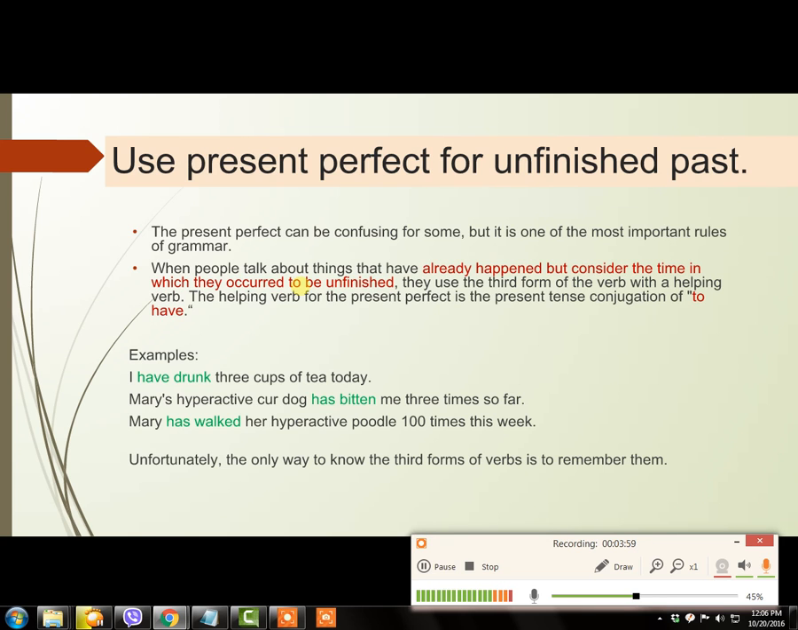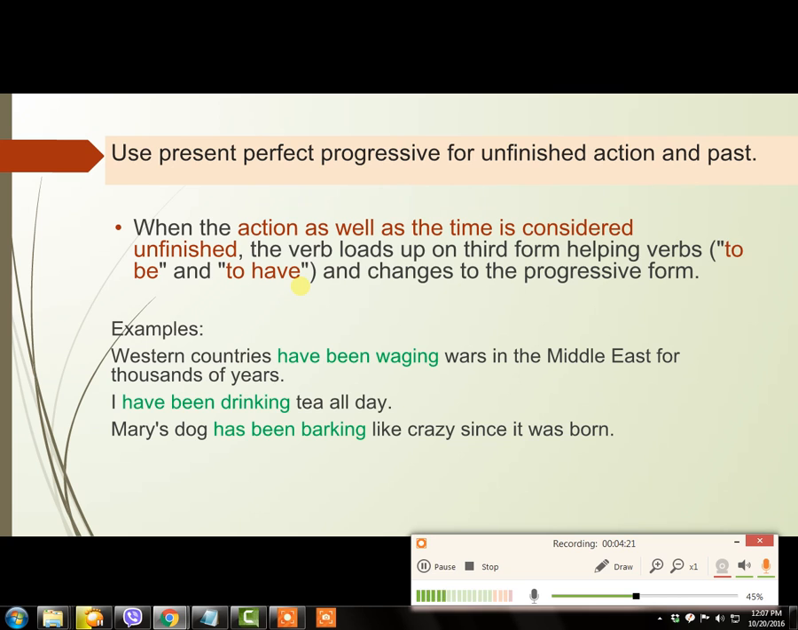Okay, so unfortunately, the only way to know the third forms of verbs is to remember them. The third form of the verb is actually the past participial form of the verb. For example, for the verb bite, you see there has bitten. So bitten is the third form or participial form of the verb.